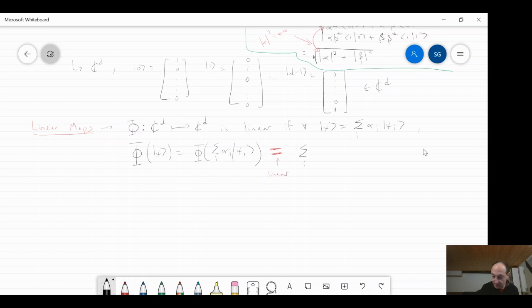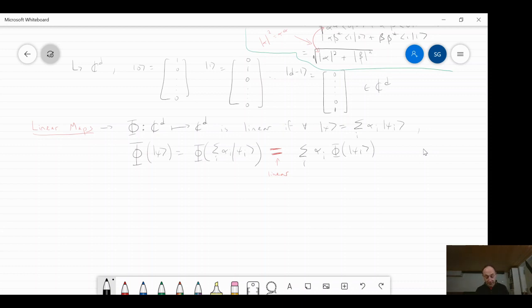The sum comes out, and so do the constants. You might as well just apply the map term by term, so it commutes with the linear operations, with sums of vectors. I should be careful when I say linear operations: you're not allowed to add constants, for example. That's the definition of a linear map that we'll use throughout this course.